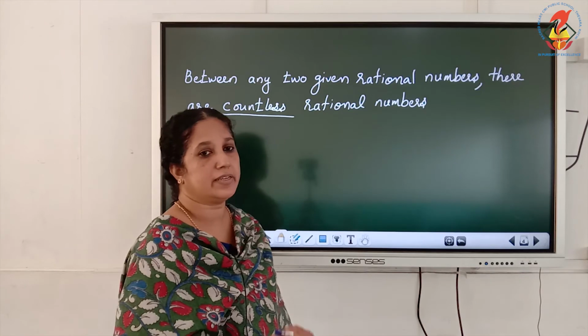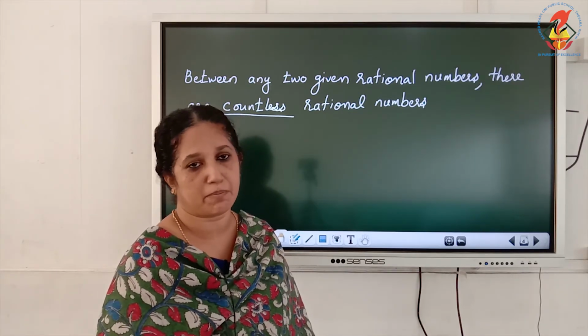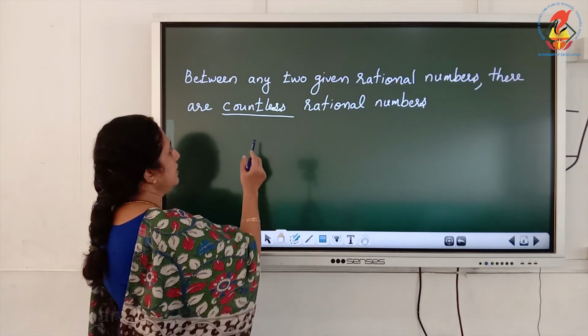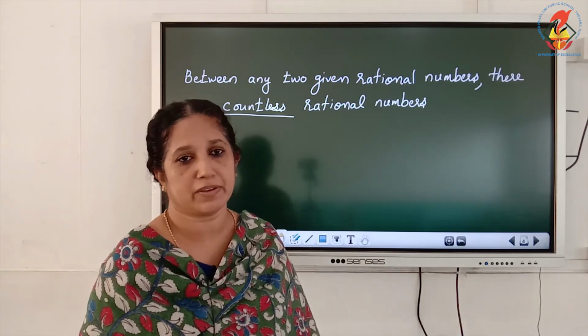Can you say how many rational numbers there are? No, we cannot say the exact number. So we can say that there are countless rational numbers between two given rationals.